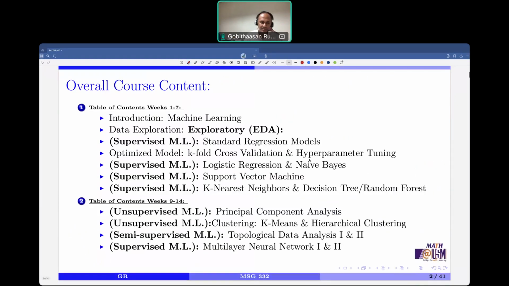Okay, so this is the content of our whole course. So we are at semi-supervised machine learning called topological data analysis, and we did part 1 last week, and now we are going to do part 2 today.